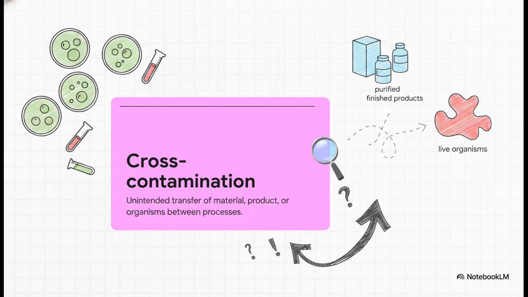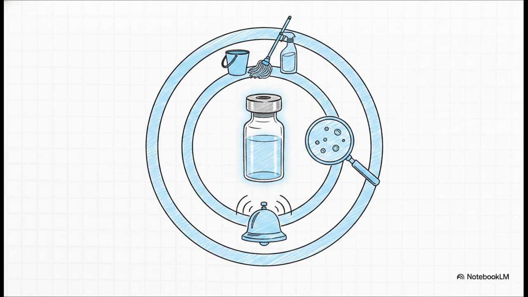This is the unintended transfer of material, product, or organisms between processes. It's a massive, critical concern, especially in multi-product facilities or anywhere that live organisms and purified finished products exist under the exact same roof. So let's look at how this robust layered system actually builds out.